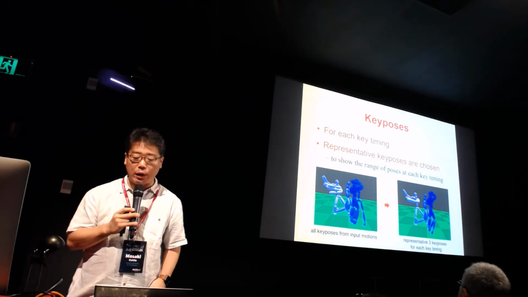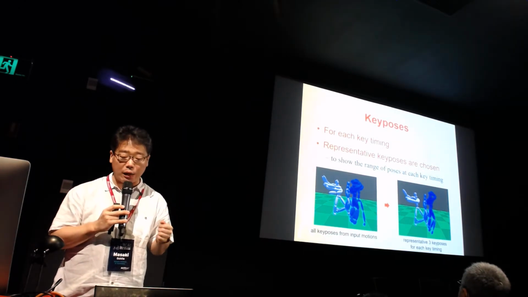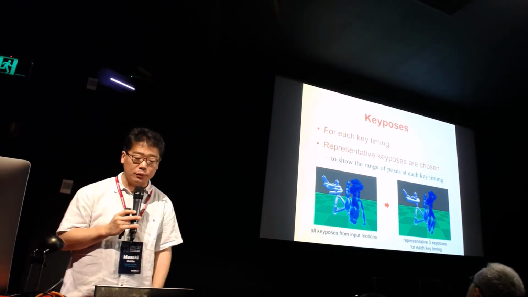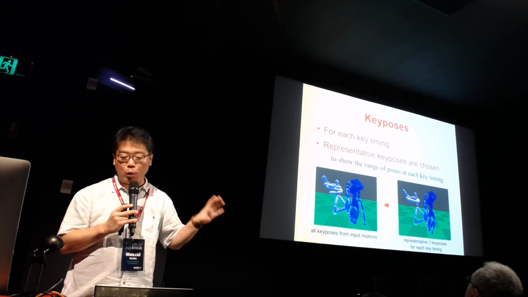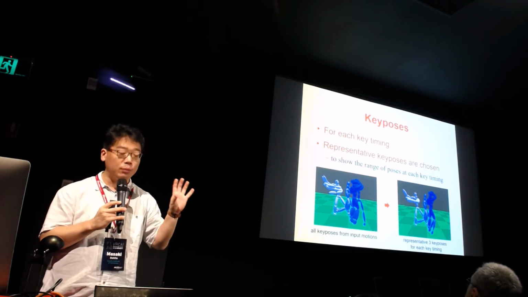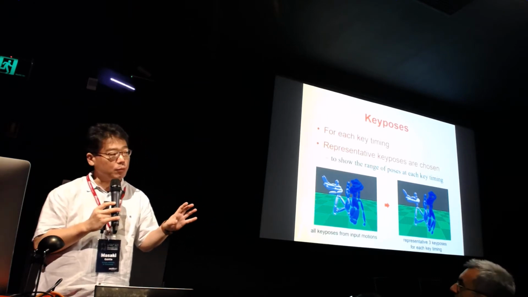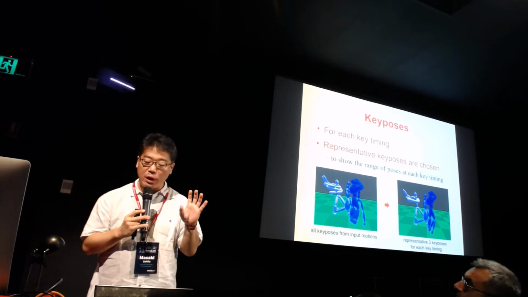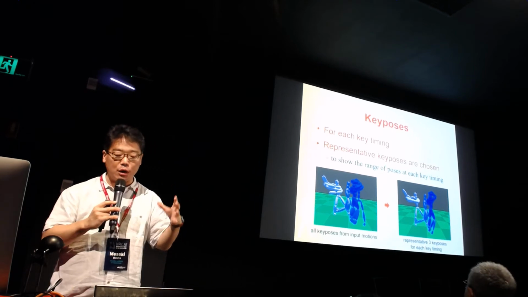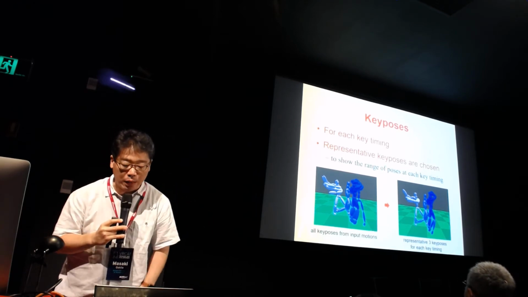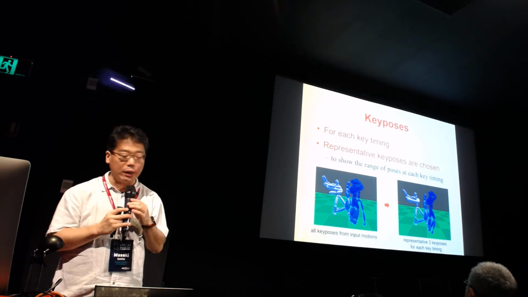For each key timing, representative key poses are chosen. Drawing key poses is a common way to view a motion. However, displaying all key poses of all input motions makes it hard to see them. So we choose the minimum number of key poses to show the range of poses at each key timing. And these stick figures are used for rendering the key poses.